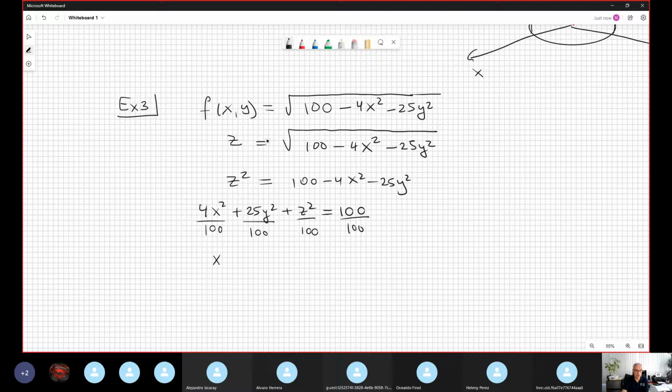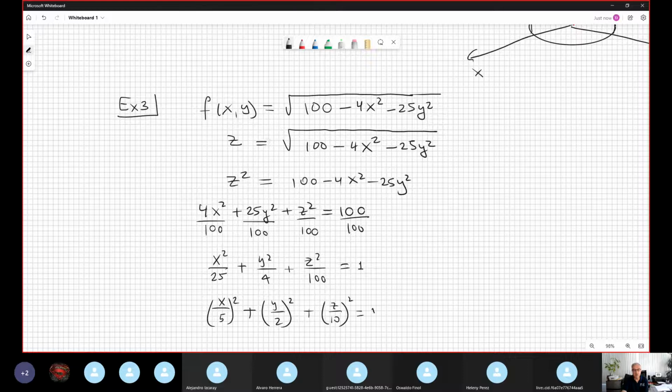That's x squared over 25, so 100 divided by 4, no? 100 divided by 25 is 4, so y squared over 4, plus z squared over 100 equals 1. And you identify quickly, wow, it's an ellipsoid, right? It's an ellipsoid. So you write it like that: x over 5 squared plus y over 2 squared plus z over 10 squared equals 1. It's an ellipsoid.